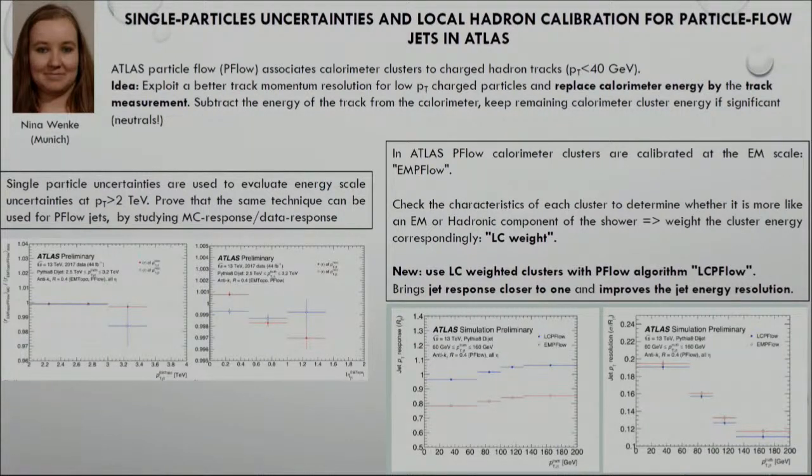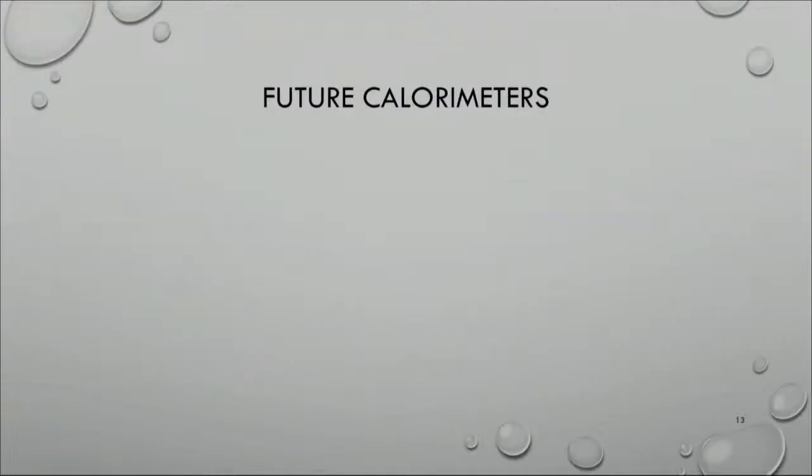What has been done in ATLAS so far was not done on the particle flow jet, and this study proved that the same technique could be applied to PFlow jets. For the particle flow jets of ATLAS, essentially the clusters which are included are calibrated at the EM scale. And I'm sure Nina can explain more about the EM scale later on if you don't know about this. What you can do is check the characteristics of each cluster to determine whether it was more likely a hadronic energy deposit or an electromagnetic deposit and give it a weight. This was used in ATLAS before, but it has not been combined with particle flow. What this plot shows is that there are some very promising results, where combining the two could help the resolution a lot.